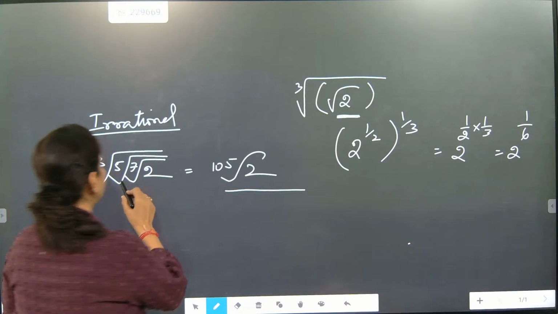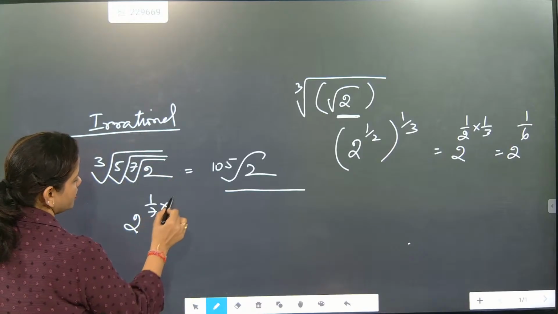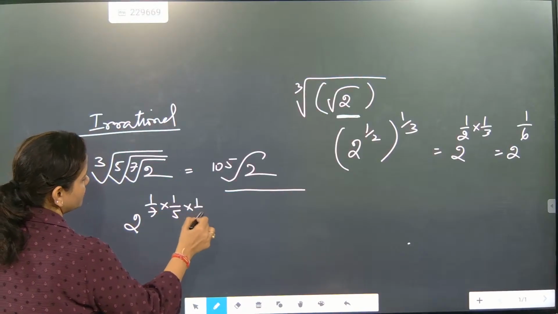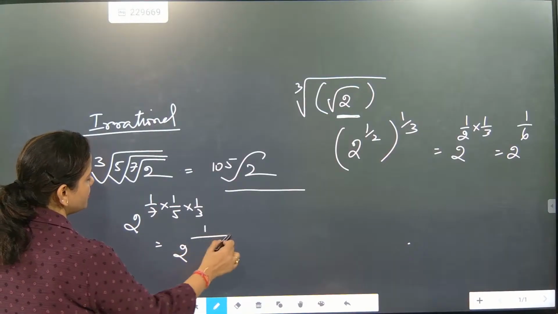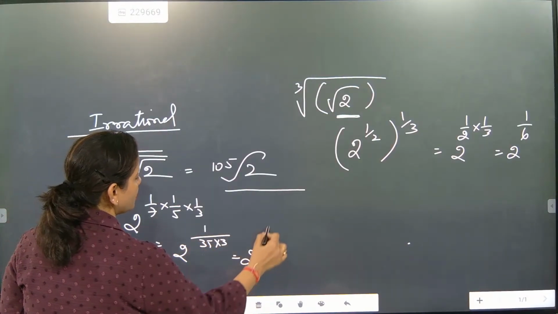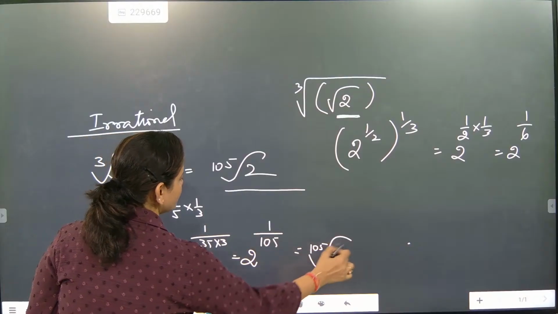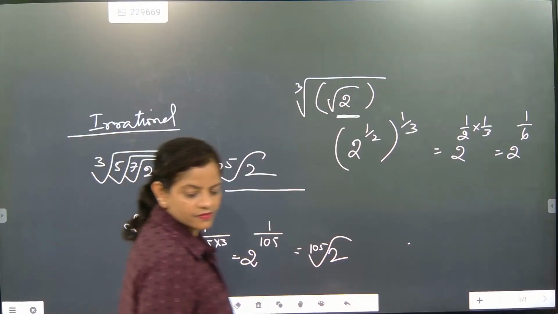So here, this part will be 2 to the power 1 by 7 into 1 by 5 into 1 by 3. What is the complete answer coming? 35 into 3. So it will become 2 to the power 1 by 105. This will be written as 105th root of 2. Understood?